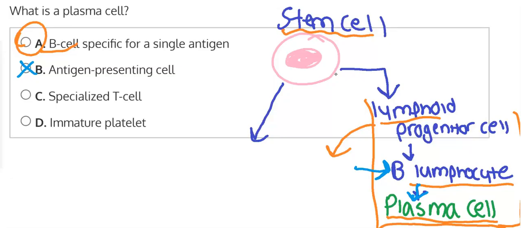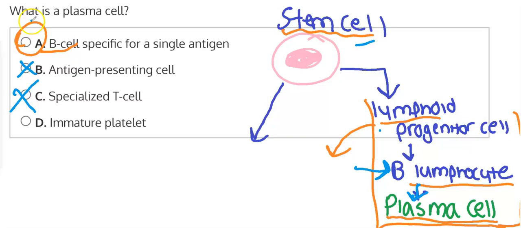It's no longer a type of antigen presenting cell, and therefore we can eliminate option B because this no longer applies. Option C says specialized T cell, and the T cells are on a different lineage. So here we're looking at a stem cell being derived down to a lymphoid progenitor cell, B lymphocyte, plasma cell. There are many different pathways that a stem cell could take as it's derived down the process, and T cell is one of them, but right now we're looking at B cell lineage, so we could eliminate option C. This doesn't apply to what we're looking for either.